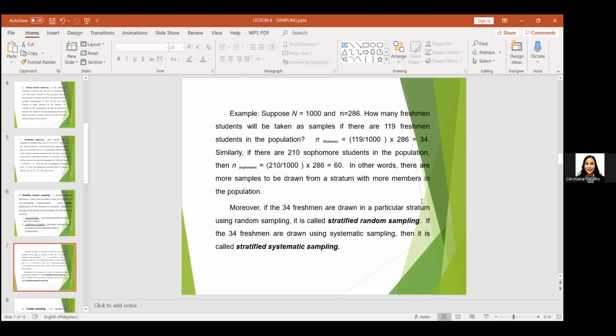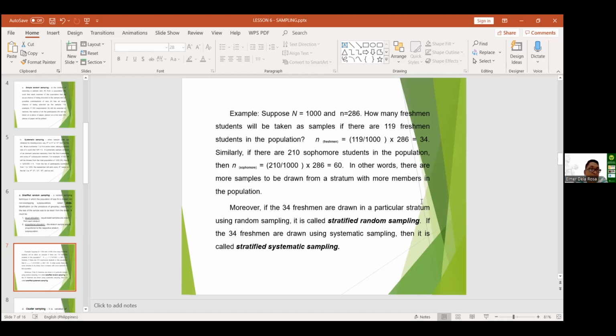Sir, 286 po ba? Yes, ma'am. That's 3 po, 3.49. So pwede pong mag-start ng 3, 3, 6, 9. Tapos yun po yung magiging chosen respondents po sa sample, hanggang makakuha ka ng 286 po. Okay, so nilinaw lang natin na binalikan lang natin yung unang dalawa na simple random at saka systematic.